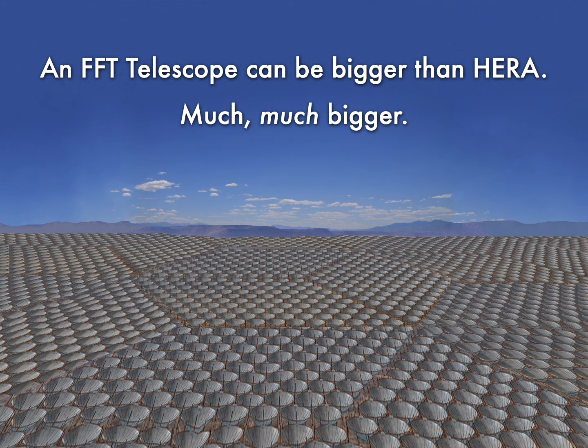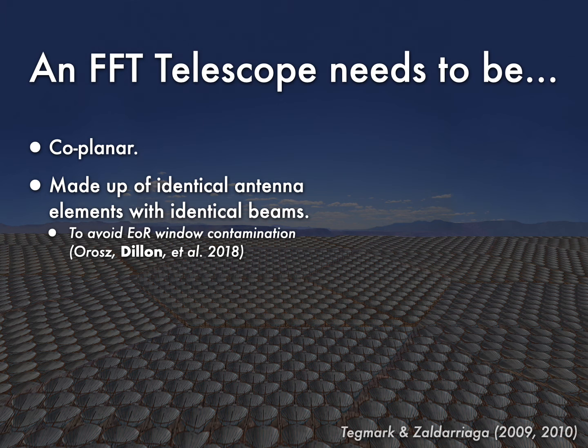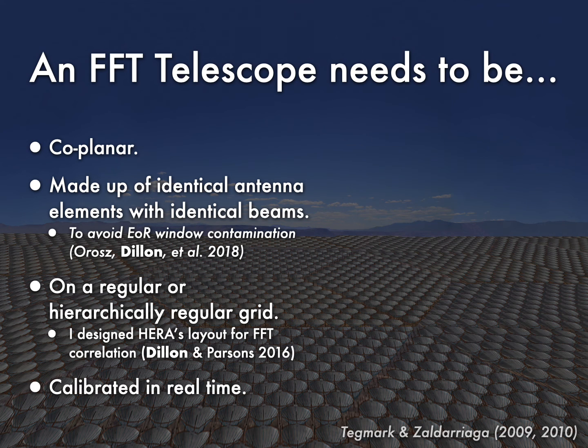And that's the kind of thing that I think we want to be thinking forward to. We're not going to fill the horizon with HERA dishes, but we're going to want to build a telescope that's truly massive once we fully understand these systematics. So we know that an FFT telescope like this is going to need to be coplanar. It'll need to be made up of really identical elements, otherwise you'll get the EOR window contamination we talked about before, and there's really no way around that. It'll have to be on either a regular or hierarchically regular grid, and actually HERA is an example of one that does that, so it can be a test bed for this, though it's not designed primarily to be an FFT telescope. And it also needs to be calibrated in real time. The reason why you're saving processing time is you're combining visibilities together that are measuring the same modes on the sky effectively. And if they're not calibrated, you're combining nonsense with nonsense and you get nonsense.